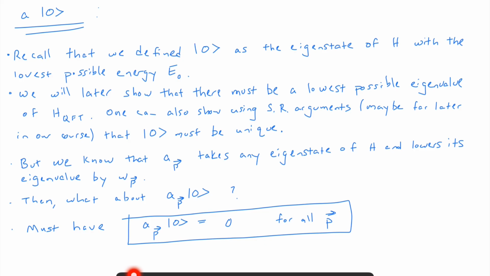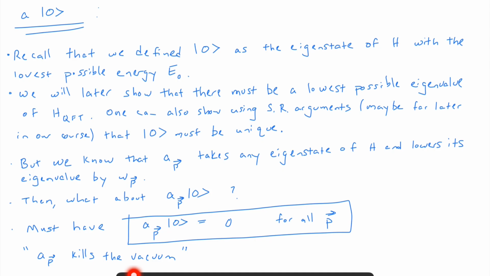So in basic quantum mechanics, undergrads often get confused with this versus this. This is the vacuum state, and this is just the number 0. We must have this because we can't go any lower than this. And for the whole thing to be mathematically consistent, A sub p acting on this must give you just the number 0.